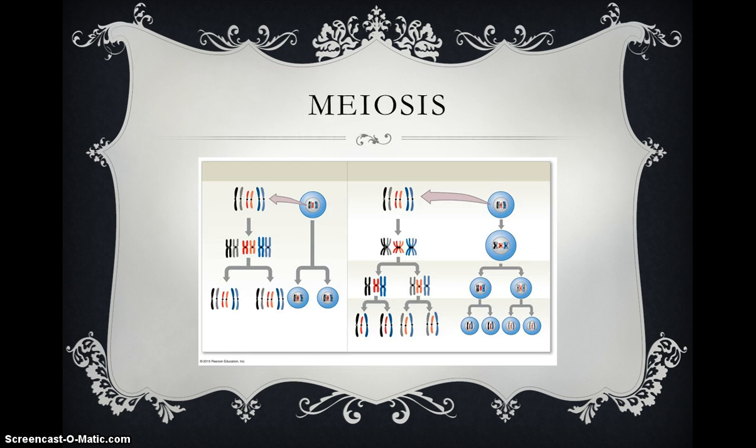Let's compare mitosis with meiosis. The whole idea of mitosis is to produce body cells that are genetically identical to one another. The role of meiosis, on the other hand, is to produce genetically variable cells for reproduction.